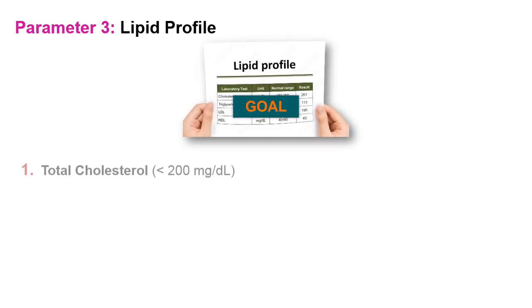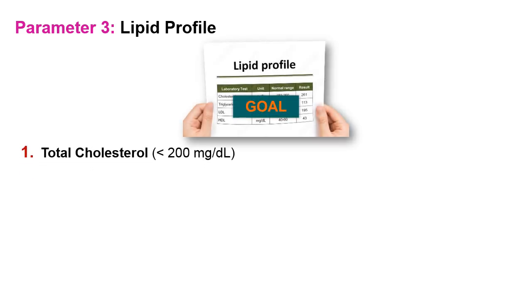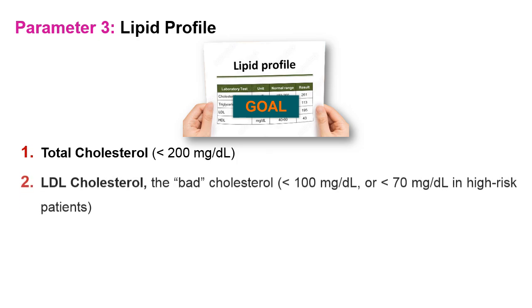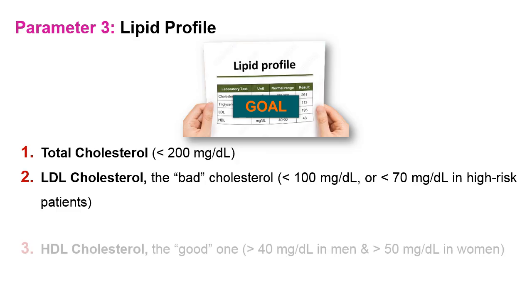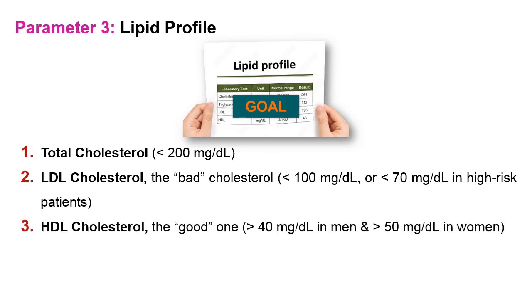1. Total cholesterol should be below 200 mg per deciliter. 2. LDL cholesterol, the bad cholesterol, target is less than 100, or under 70 mg per deciliter in high-risk patients. 3. HDL cholesterol, the good one, above 40 in men and 50 mg per deciliter in women. 4. Triglycerides should be below 150 mg per deciliter.